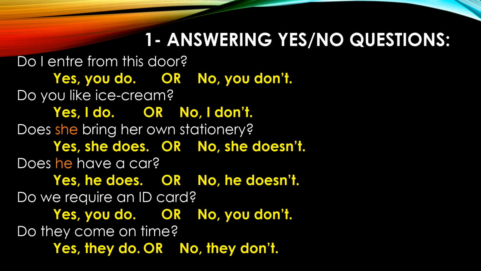Does he have a car? Yes, he does. Or no, he doesn't. Do we require an ID card? Yes, you do. Or no, you don't. Do they come on time? Yes, they do. Or no, they don't. You must have noticed that in two of these sentences where she and he is used, we have started the question with does.